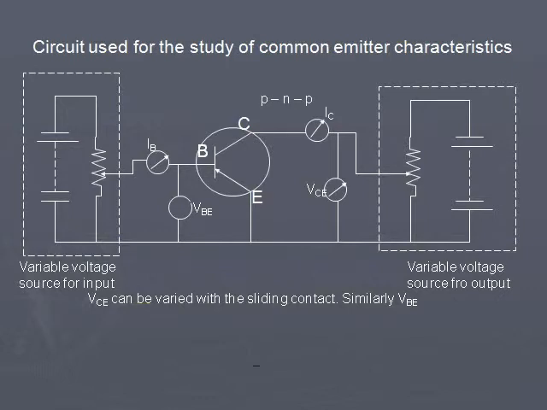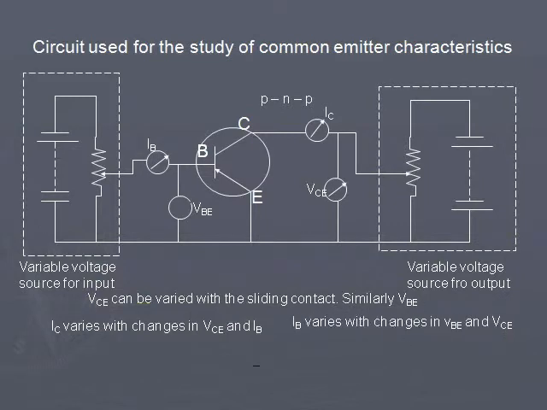I have already explained the symbols that we use here. VBE stands for voltage between base and emitter. VCE stands for voltage between collector and emitter. IC represents collector current. IB represents base current. We also know that VCE can be varied with the sliding contact of the arrow mark on the right side resistance. The arrow mark on the left side resistance indicates the variation of voltage, variable contact. IC changes with the change in VCE and IB. IB varies with changes in VBE.